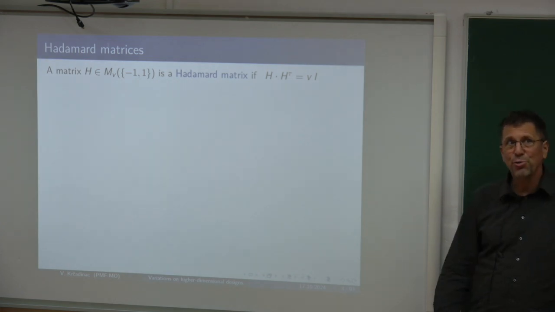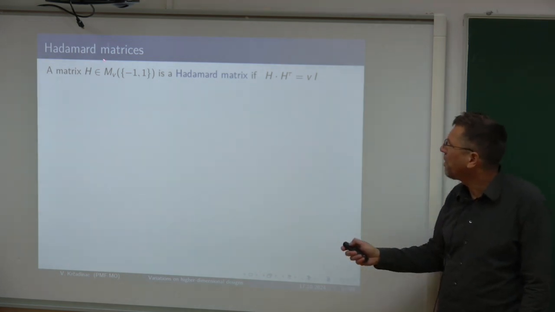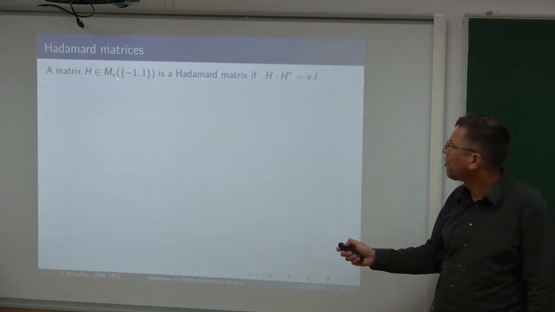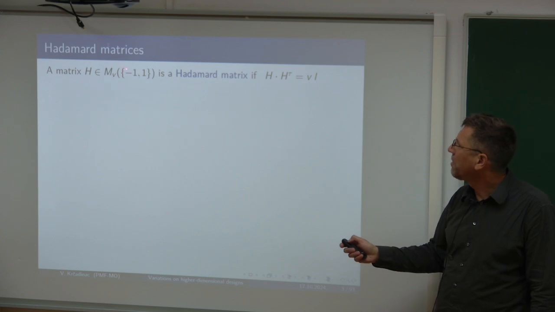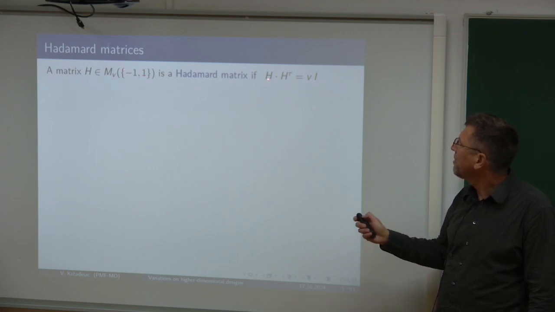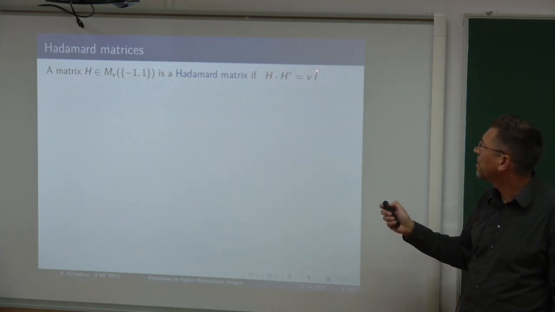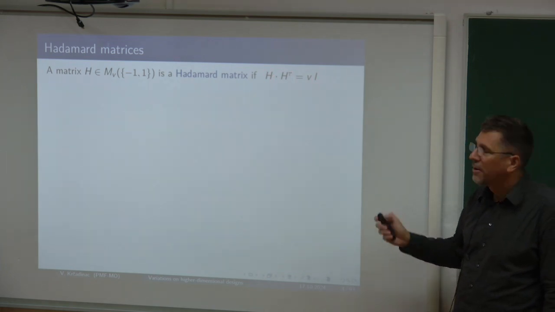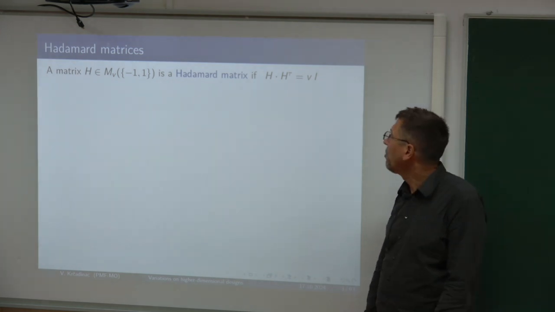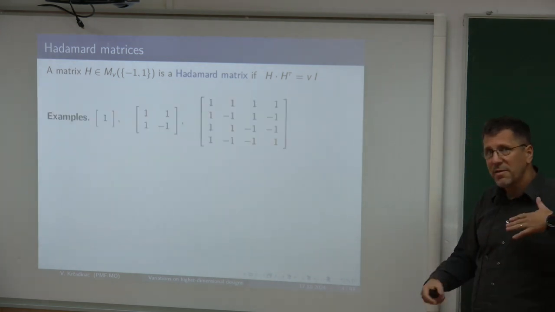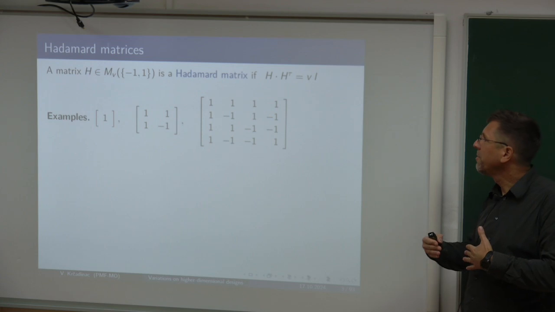An ordinary two-dimensional Hadamard matrix is a square matrix, let's say of order V, with entries -1 and 1, such that this equation holds. What it means is if you multiply H by H transpose, you just get the identity matrix multiplied by the order. It basically means that the rows and the columns are orthogonal.